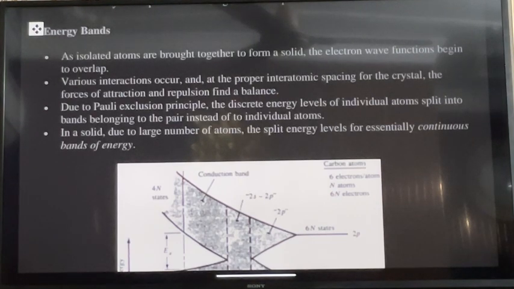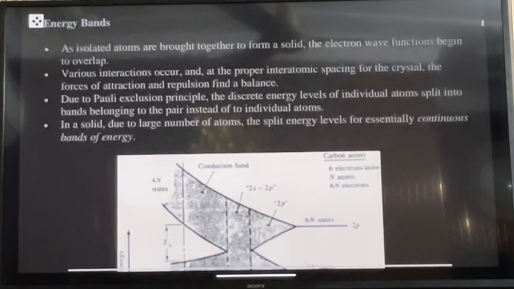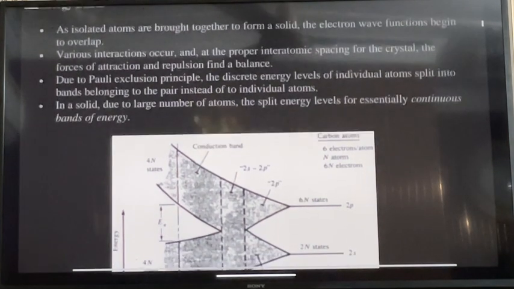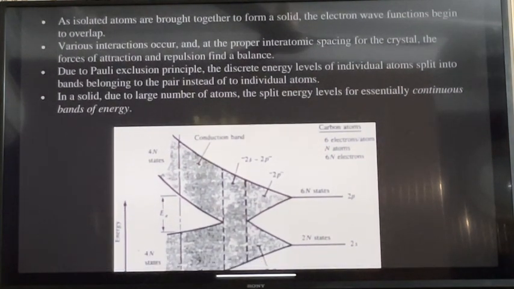Now we know due to Pauli's exclusion principle that these levels need to split, belonging to the pair of individual atoms, and in a solid, due to the large number of atoms, these energy levels appear continuous, and we can treat them essentially as a band.